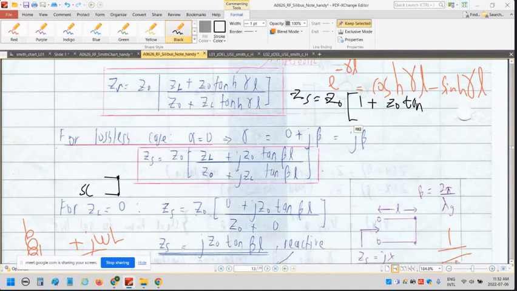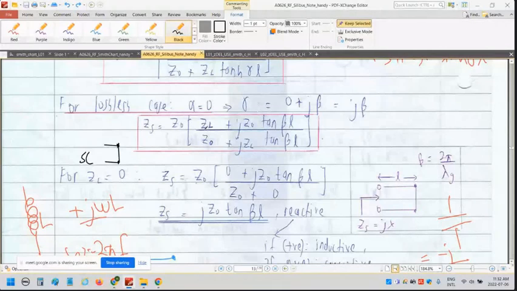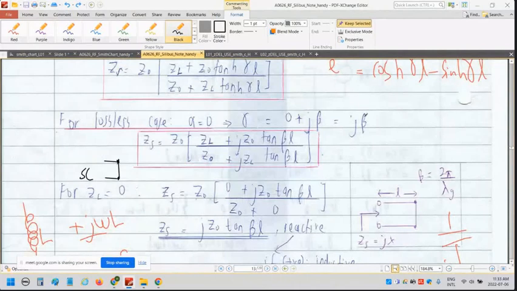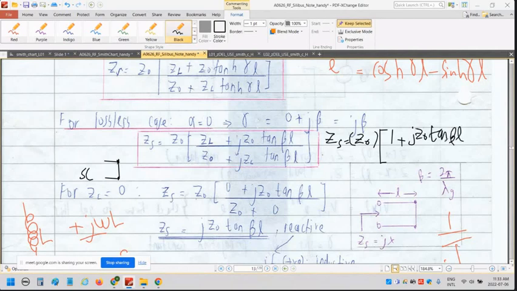Okay, we do not use this one. We use this formula below, not the upper formula. So you have Zs equals Z0, and in the bracket you divide by ZL. Dividing by ZL, you get 1 plus j Z0 tangent beta L, and the other term you divide by 1 over Z.